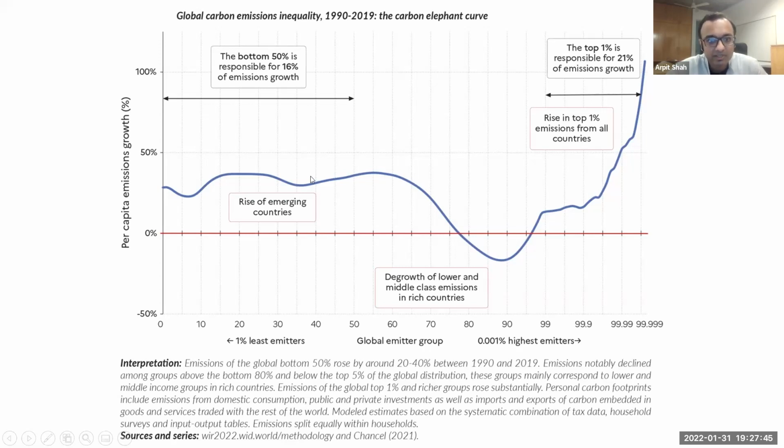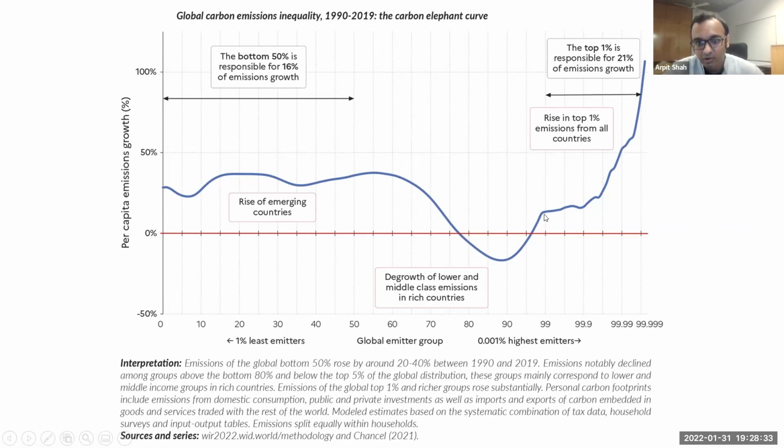So bottom 50% emissions are growing at around 25 to 30%, and they are responsible for 16% of all global emissions growth. So if global emissions have grown, let's say, by 100 tons in this time, the bottom 50% are responsible for 16 tons of that growth. What's interesting is the 70th to the 90th percentile, where emissions have actually declined in this time period. This is primarily driven by climate-friendly policies in parts of Europe and North America, where people have invested in renewable energy, in more sustainable mobility options, electric vehicles, and so on. This has led to middle class emissions in these countries declining between 1990 and 2019, which is interesting to note.